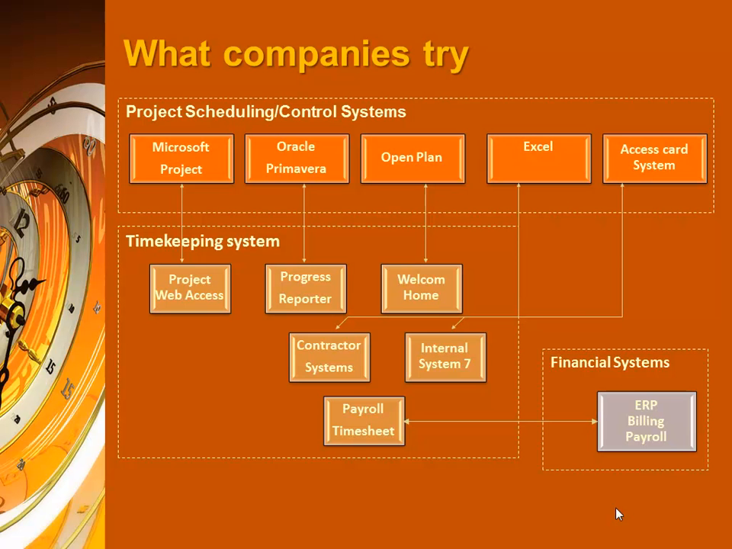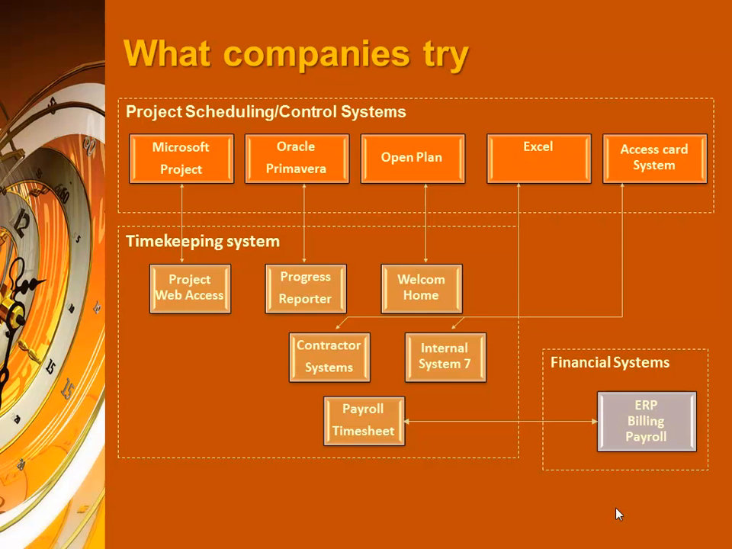So perhaps we have the Project Web Access module being used for Microsoft Project Server, and then Progress Reporter being used for Primavera. The ERP system is using perhaps CATS, or perhaps the Oracle Time and Labor, or whatever timesheet is available directly from the ERP Finance system. We have other internal systems or access card systems. We end up with the end user having to fill in more than one timesheet for a given week, and in the worst case scenario, 3 or 4 for a given week.